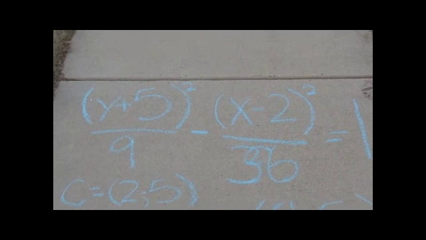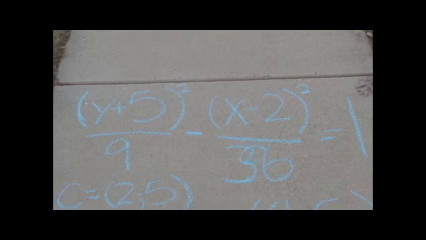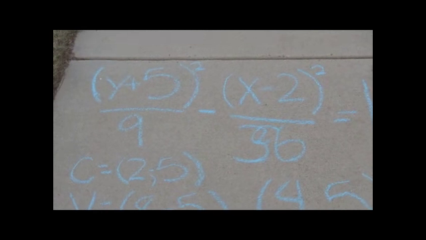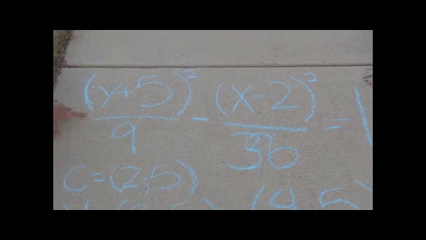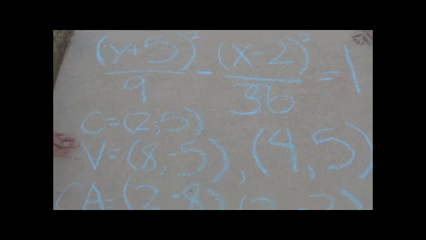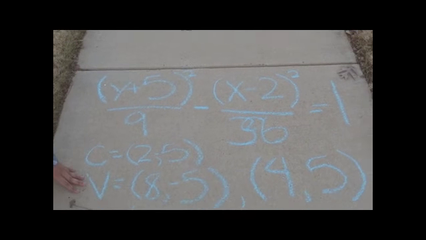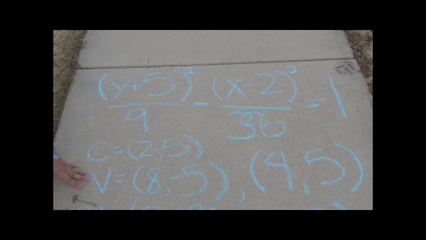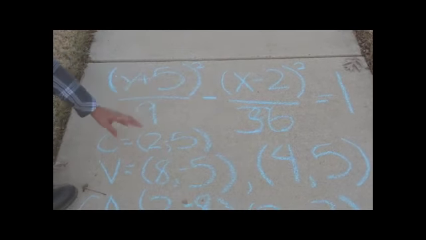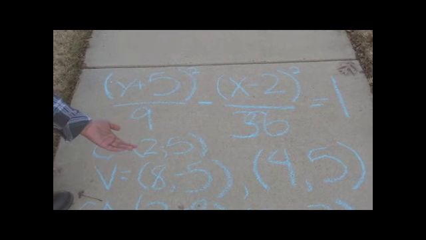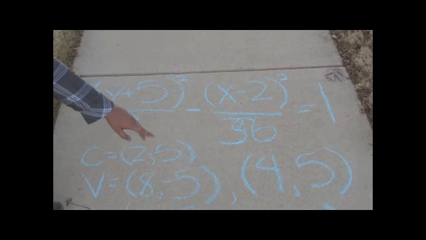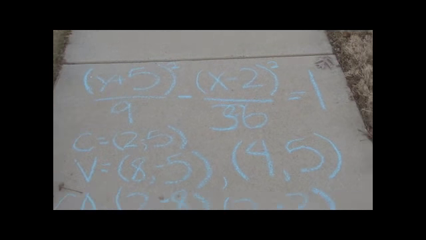For our first problem, we were given the hyperbola equation (y + 5)² over 9 minus (x − 2)² over 36. a is 3 because it's the square root of 9, and b is 6 because it's the square root of 36. To find the center of the graph, you look at what's added or subtracted to x and y, and you flip the sign, so the center is going to be (2, −5).